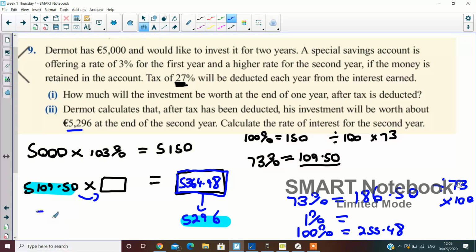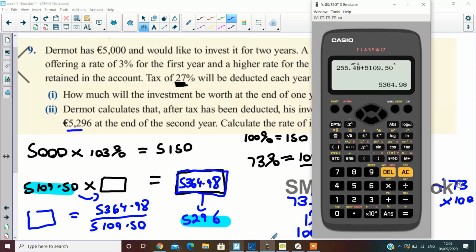I divide, what is it, 5,364.98 divided by €5,109.50, and what do you get? I should get 1 point something. What did you say?